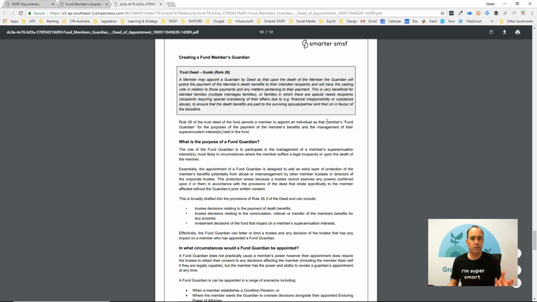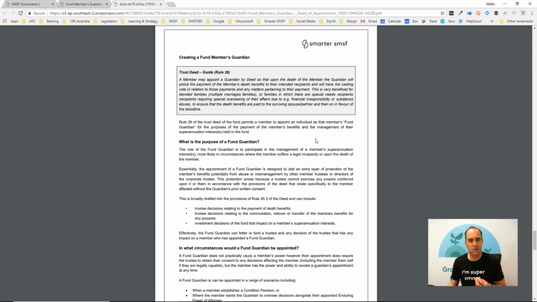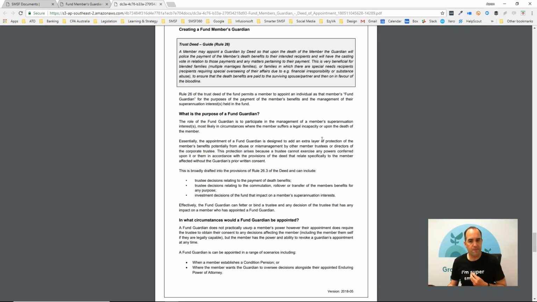Now, we have built out this fact sheet or guide and include a case study in this that talks very much around Rule 26, around the appointment of a Fund Members Guardian. The purpose of that Fund Members Guardian is to help in the management of the members' superannuation interests, most likely, as I said before, in respect to legal incapacity or upon the death of a member.